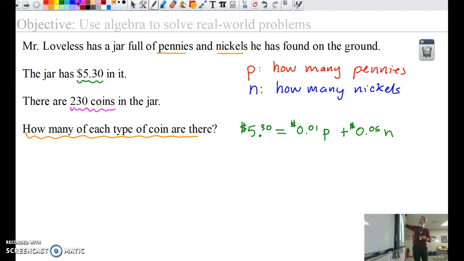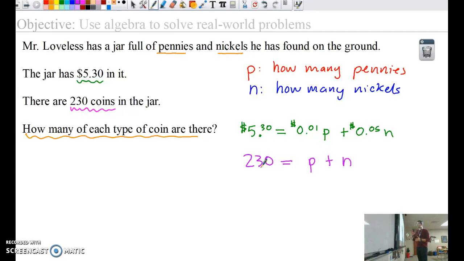Now, if you look at the second piece of information I have, there are 230 coins in the jar. That means if I take how many pennies I have and how many nickels I have, and I just add them together, P plus N, that would equal 230 coins. Now, you have to make a decision once we have these equations written down, which method you'd like to use to solve for N and for P.